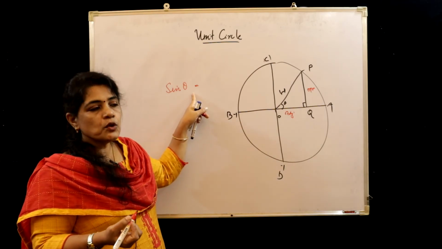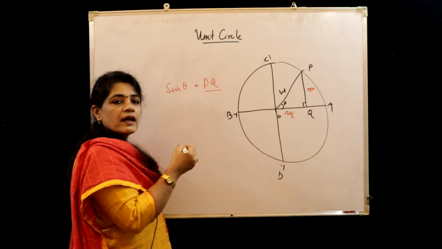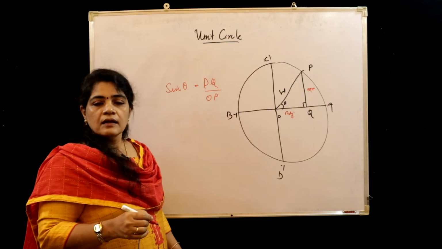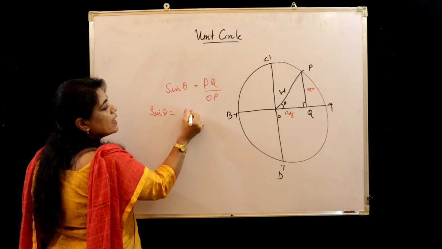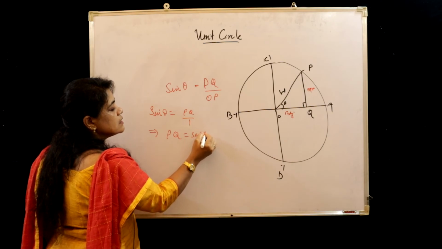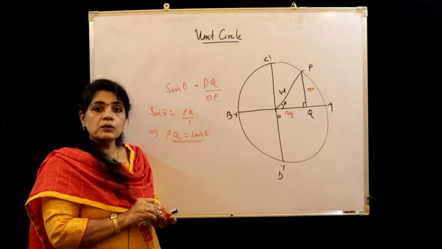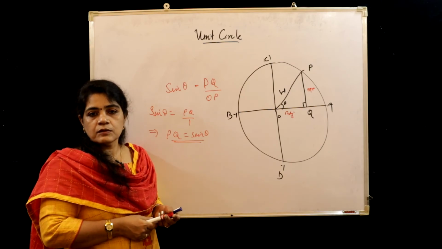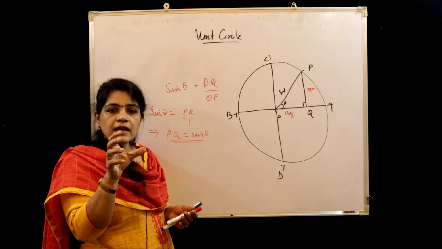Sine theta equals the opposite side, that is PQ, the required side, divided by the hypotenuse. The hypotenuse is 1, that is OP. From this, sine theta equals PQ divided by 1, or the side PQ equals sine theta. So we got the side measurement of PQ, one of the sides of the right triangle, as sine theta. We know the values for some specific angles, so if you substitute, you will get the length of the side PQ.